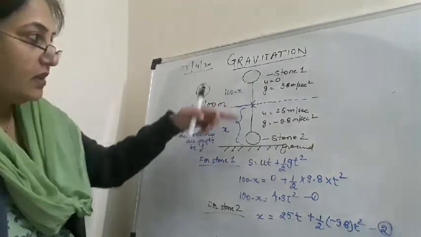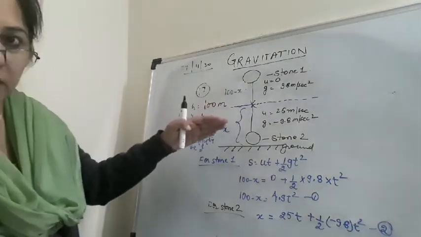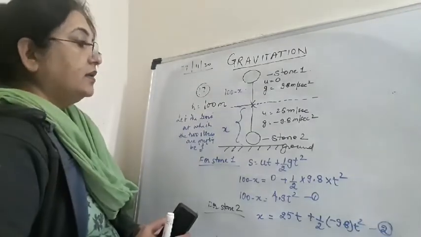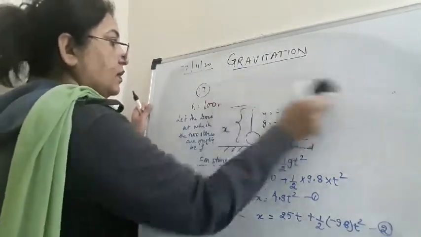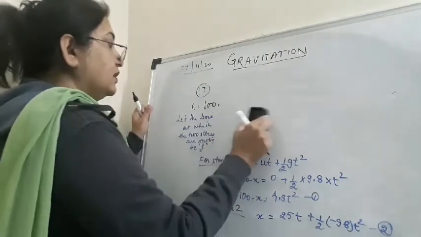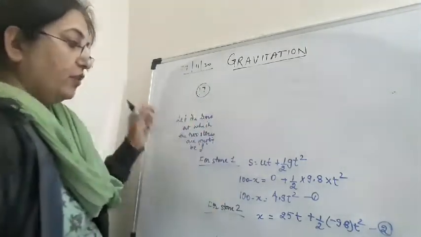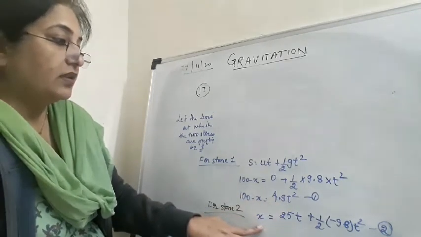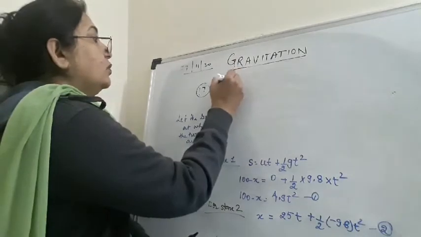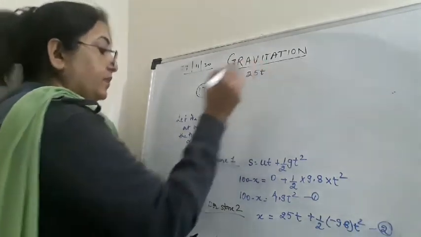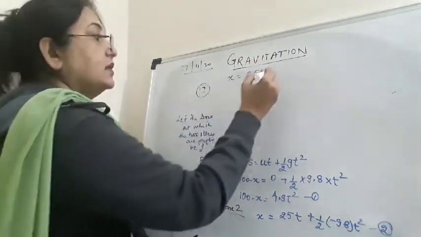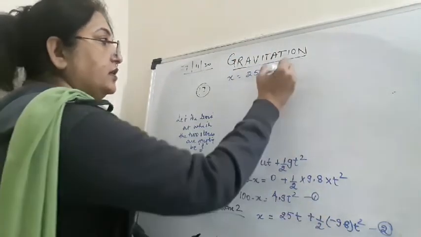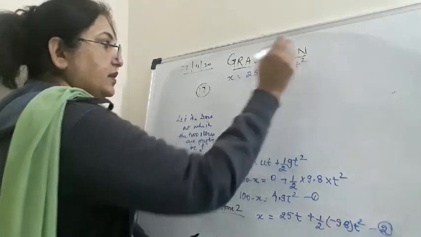So I hope this diagram is clear to you. You will draw this figure in the notebook and then you will proceed with the solution. So I am rubbing it now, and after this we'll get, see, from here we have 100 minus x is equal to 4.9 t square, and if I solve this I will get x is equal to 25t minus 9.8 upon 2, which will give you 4.9 t square, right?